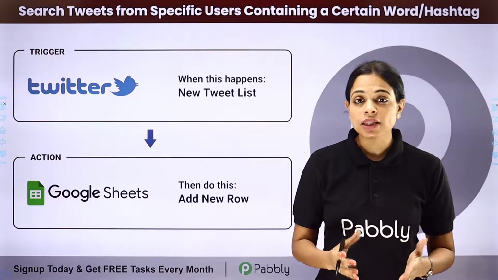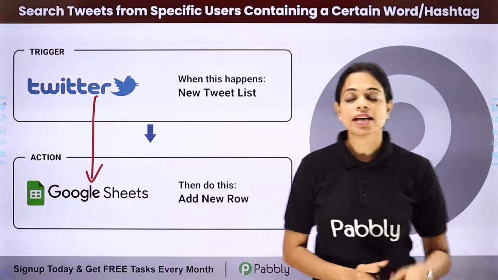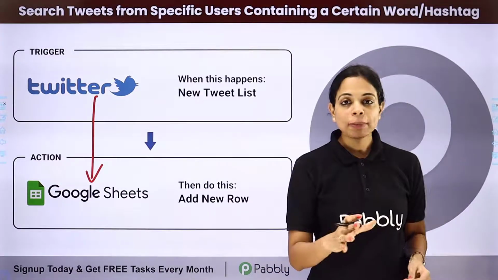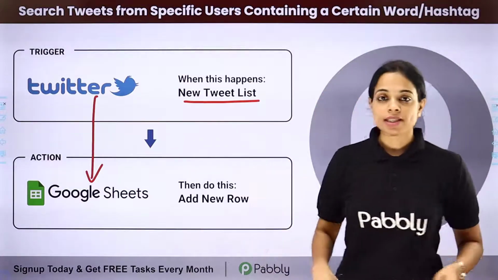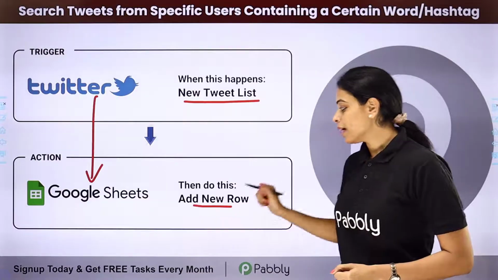How can you do that? For this, you will have to set up some integration between Twitter and Google Sheets, and the same thing can be done using Pabbly Connect software. Here your trigger application would be Twitter, where the event would be new tweet in list, and your action application would be Google Sheets, where the event would be add new row.